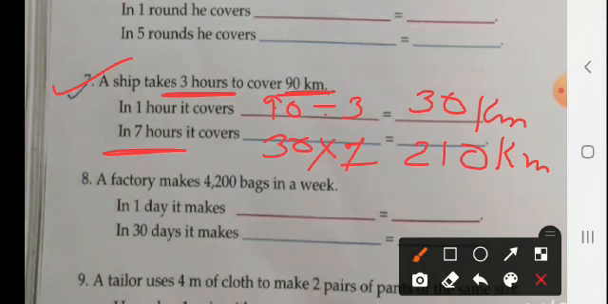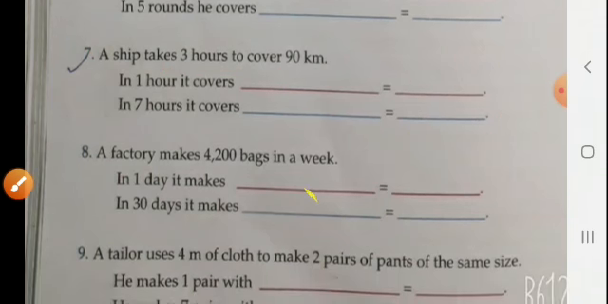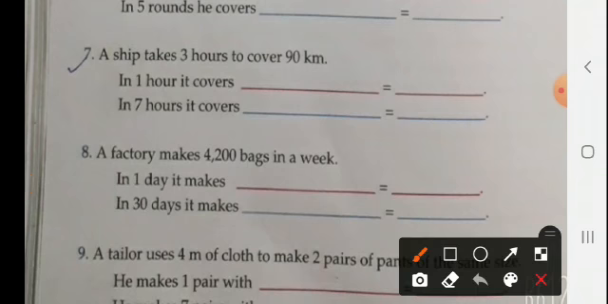Understood? Now moving forward towards our 8th question. I think now it's very clear to all of you. A factory makes 4,200 bags in a week. A week means 7 days. In 7 days, and in 1 day it makes how much? How much does the factory produce in 1 day? That we have to tell. Then what we have to do? 4,200 divided by 7. Now you have understood why we have taken the 7 days.